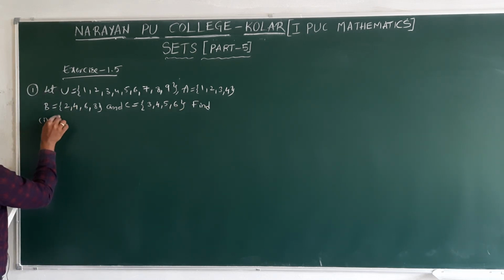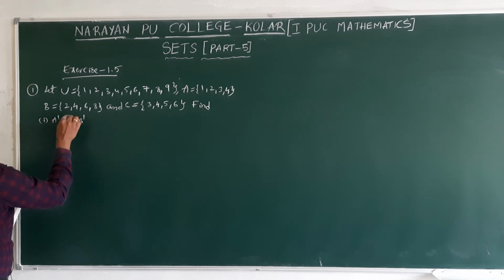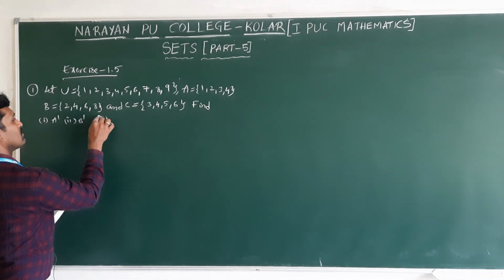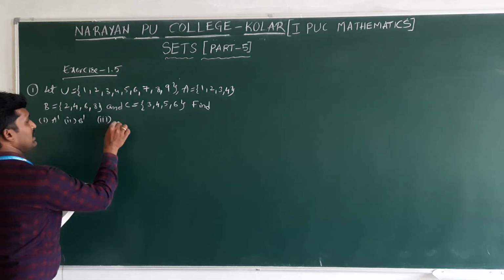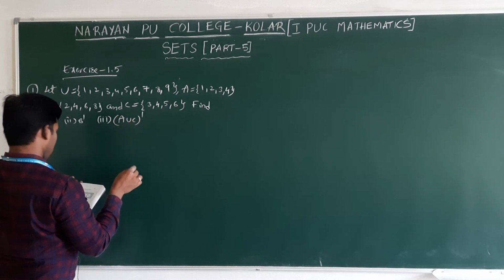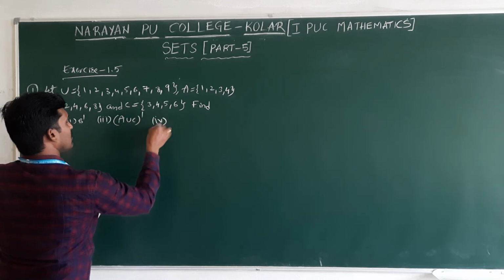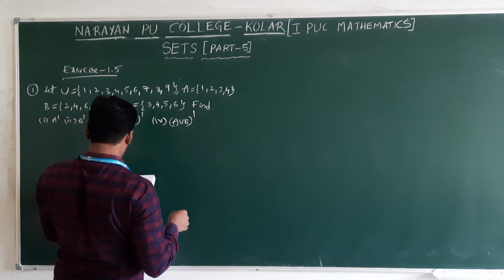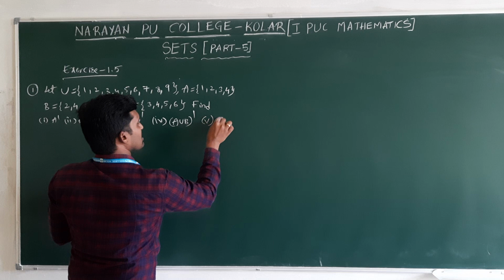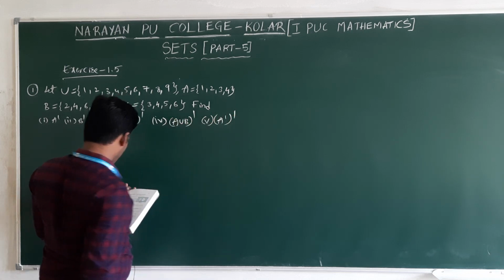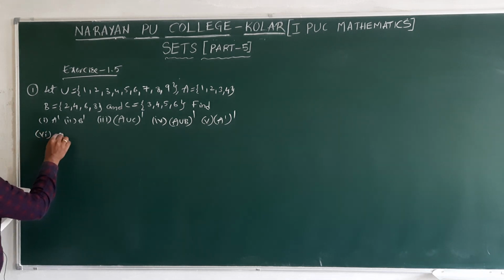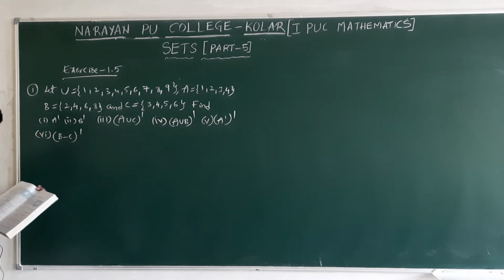First question, A dash. Second question, B dash. Third question, A union C whole dash. Fourth question, A union B whole dash. Fifth question, A dash whole dash. Sixth question, B minus C whole dash. So these are the values we need to find out.